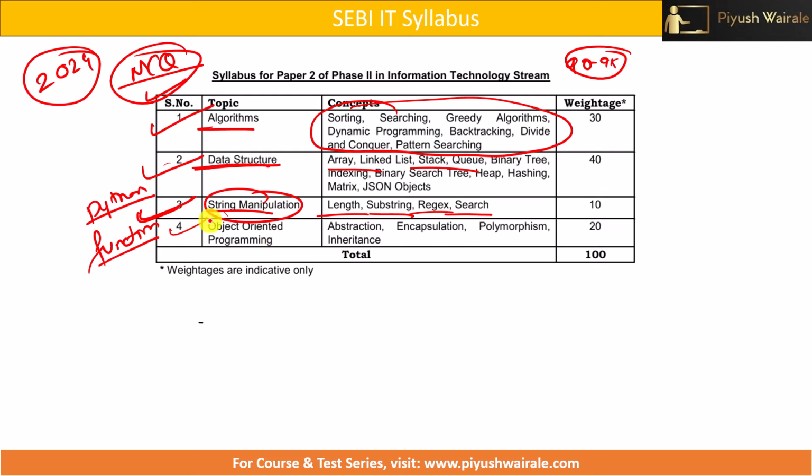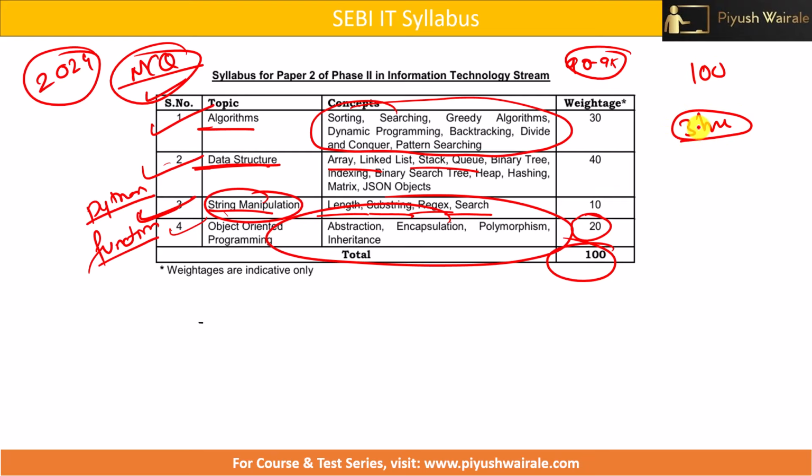Then we have object oriented programming, all the OOPS concepts we have to focus on, right? So you can see the weightage: data structures, algorithms, and string manipulation will be 80% here, and OOPS is basically 20%. So 100 marks, and these 100 marks are for 3 hours.